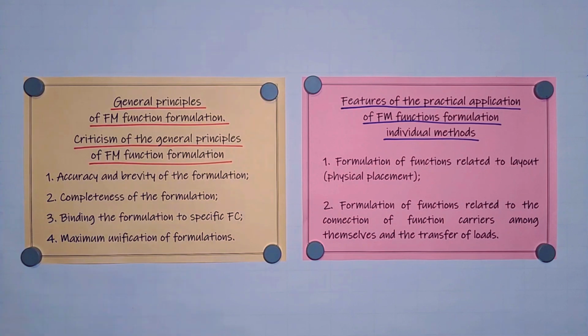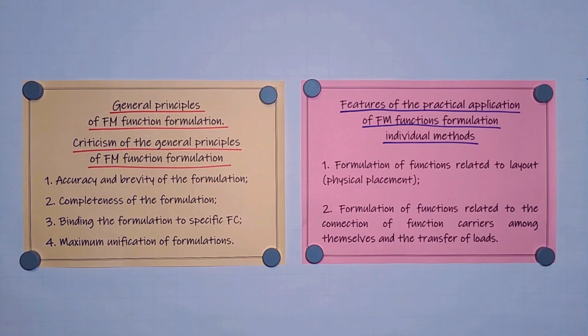Principle 2. Completeness of the formulation refers to the indication of the maximum number of functions performed by the carrier, including functions which it is not intended for. Principle 3. Binding of the formulation to a specific function carrier refers to the need for an unambiguous indication of the carriers of functions in a functional model. And principle number 4, maximum unification of formulations, deals with the maximum unification of formulations. Let's consider the above general principles of function formulations in more detail.